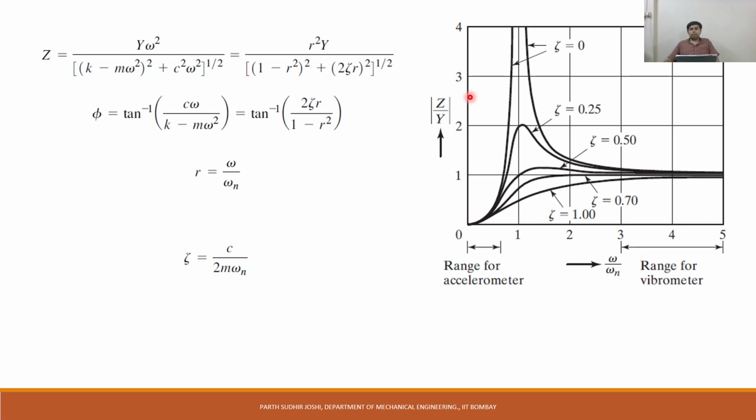So in the case of vibrometers, we can visualize it in terms of a system which has a low natural frequency, which means that it has a lower stiffness and very high mass. So the seismic mass must be significantly large for these vibrometers or seismometer kind of instruments. So that's how we get the range for the vibrometer.